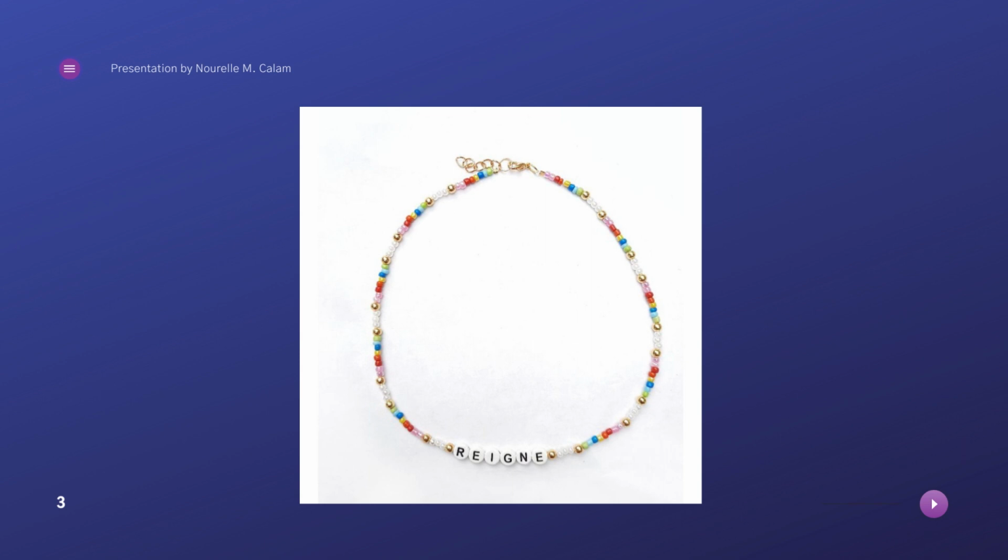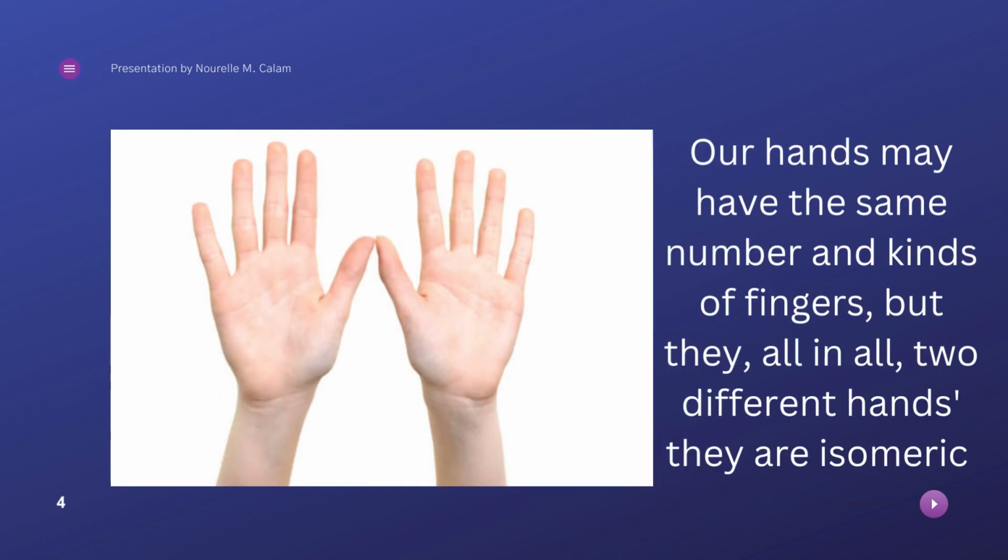In the same way as our hands, another analogy to isomerism. Now, our hands may have the same number and kinds of fingers, but they are, all in all, two different hands. They are isomeric. Now, atong duha ka kamot, although they have both the same kinds of fingers, they also have the same number of fingers, but the way these fingers are arranged are different between the left and the right hand, right? Therefore, these two hands, although same lang sila og number of fingers, o same lang sila sa kinds of fingers present, they are still two different hands.